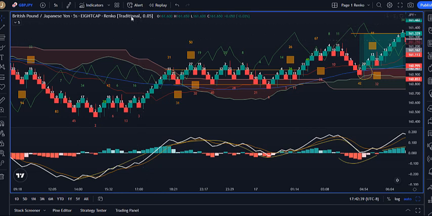Obviously, I'm using traditional. So here with the pound yen pair, I'm using a 0.05 lot size, so a 5 pip brick size. And I primarily need these wicks. I think most people that use Renko need the wicks. I mean, they like trading the signals off of the wicks.